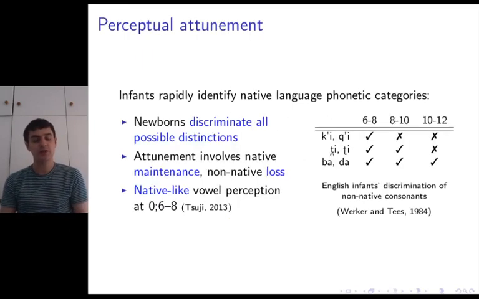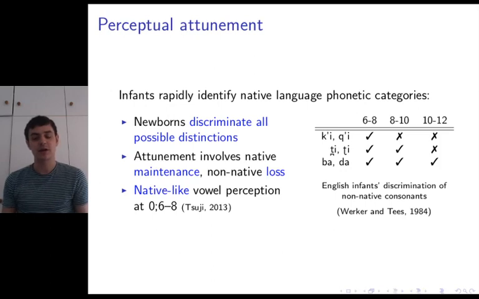So perceptual attunement refers to the emergence of language-specific perceptual behaviors within the first year of life. So the way that we as adults perceive language is fundamentally different from those adults who speak other languages. Newborns, by contrast, discriminate all possible distinctions.